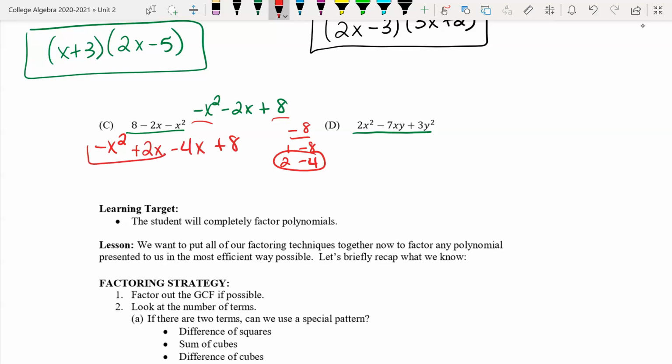and I factor by grouping, this one they have a -x in common, so I get x minus 2. This one they have a -4 in common, so I get x minus 2. So then it's -x minus 4, x minus 2.